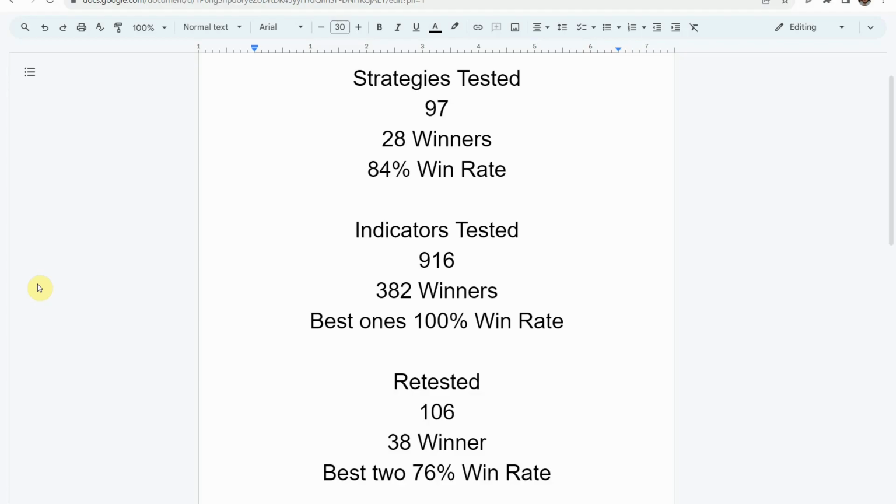Now you need to go back and watch those videos to understand the context of how they were able to achieve that. So go back and watch those videos and see what you can get out of those winning indicators. We've also retested in the advanced testing 106 of the winning indicators. 38 of them have been able to maintain the winning status, the best to a 76% win rate.